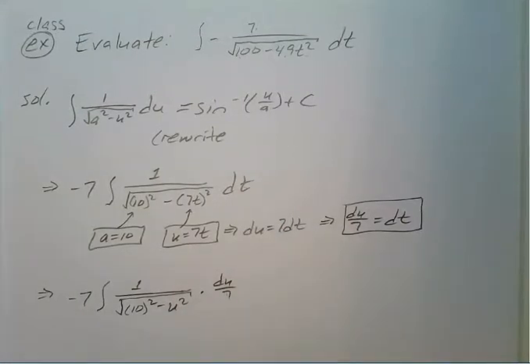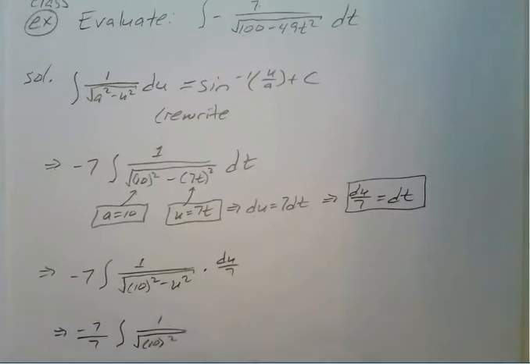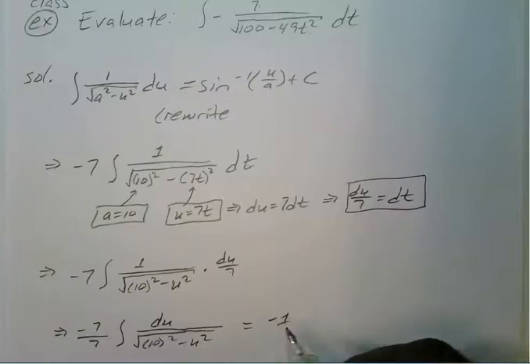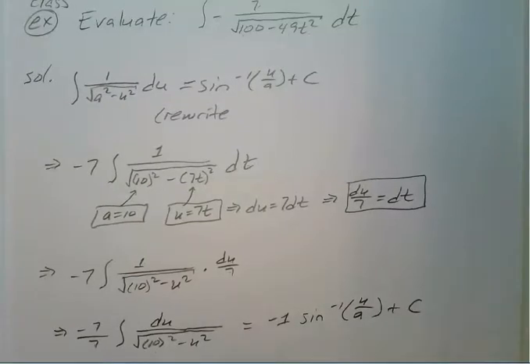And we go ahead and bring that 7 out to the front. So you have negative 7 over 7 times the integral of 1 over the square root of 10 squared minus u squared. And that du, we're just going to put right up there. Okay, and we know that's going to equal negative 7 over 7 is negative 1. So negative 1 times sine inverse of u over a plus c.